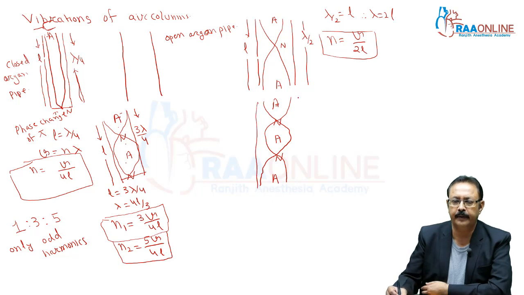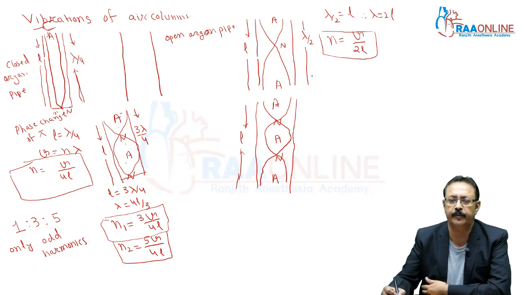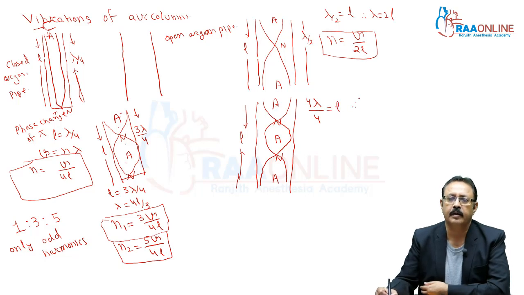Open organ pipe. So now its length should be equal to 1 lambda by 4, 2 lambda by 4, 3 lambda by 4, 4 lambda by 4. So now 4 lambda by 4 is equal to L. So what we are getting? Lambda is equal to L.